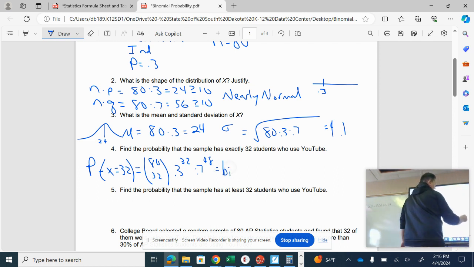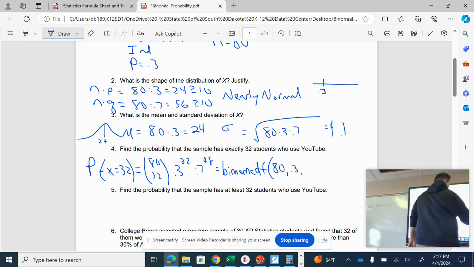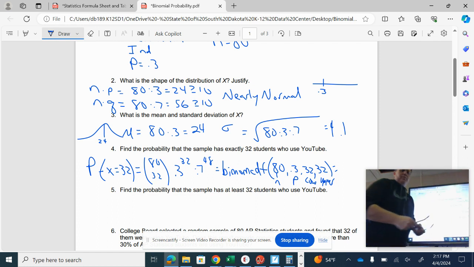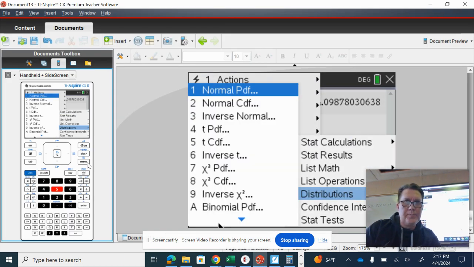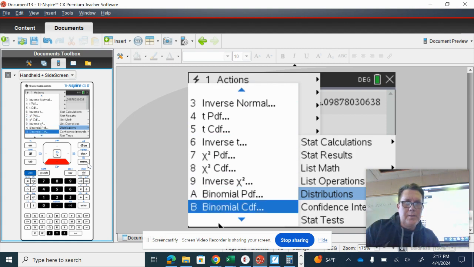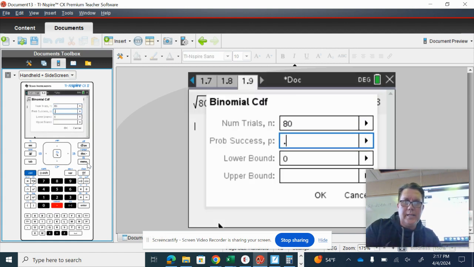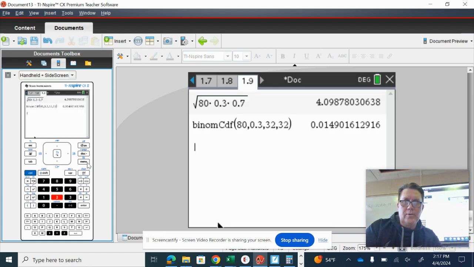Now this is a binom PDF. Now it is a PDF. I'm going to do it as a CDF. This is my N, this is my P, this is my lower, and this is my upper. And the reason I'm doing that, with my face-to-face classes this year, I showed them you can always use the CDF, and it gets you the same thing, menu 6.5, binom CDF 80, 0.3, 32, 32. The lower and upper bound being the same.